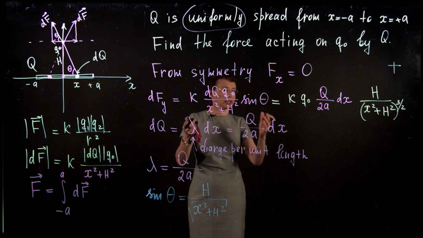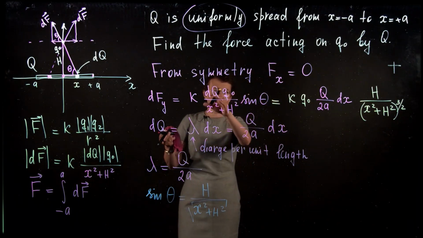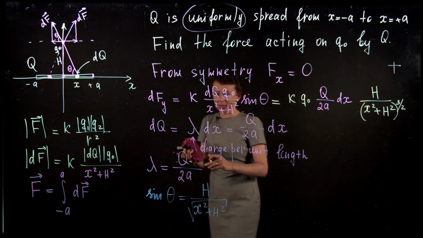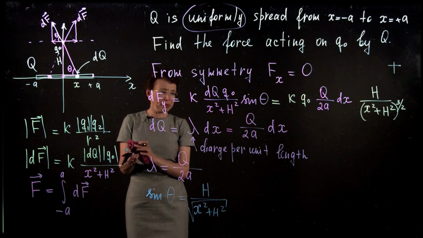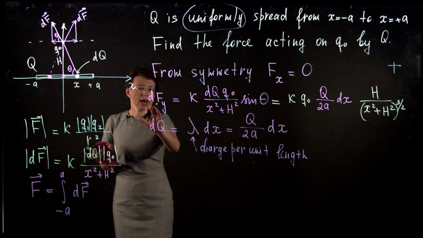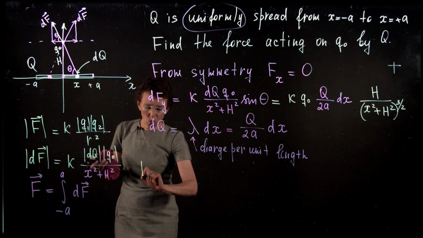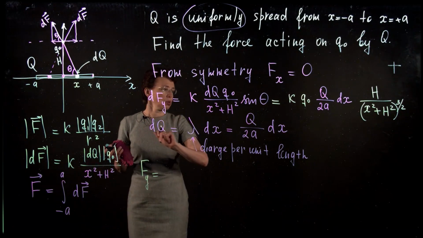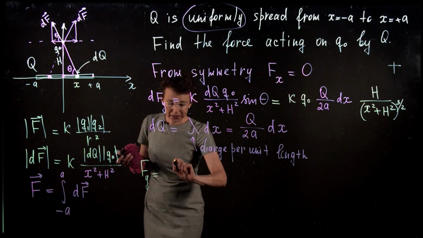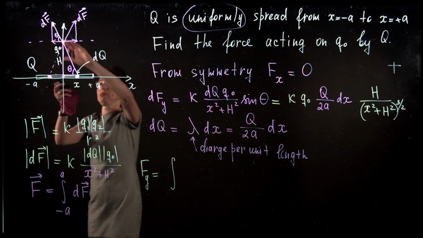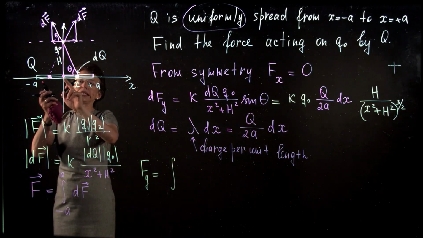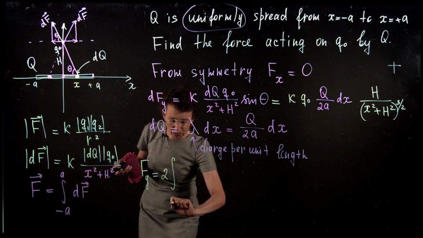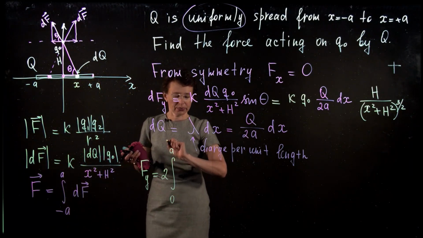So now we can integrate. We expressed our dq and sine theta in terms of x. Now we can integrate. Let's do it. So what will be Fy? Fy, the y component of the resultant, is equal to the integral. From symmetry, we see that we can integrate twice from 0 to a. Twice from 0 to a.